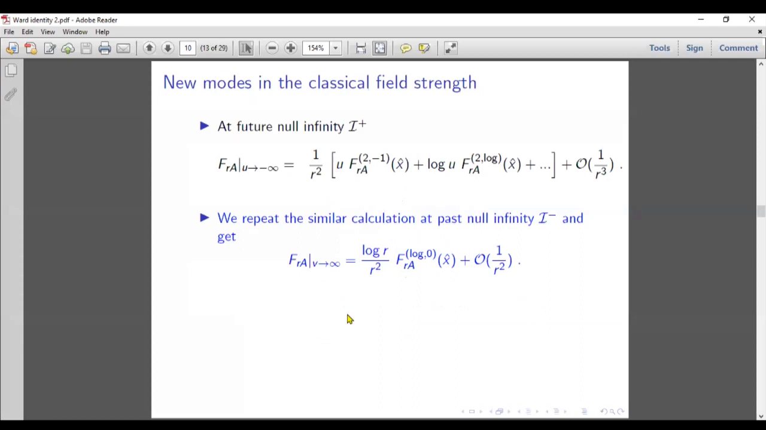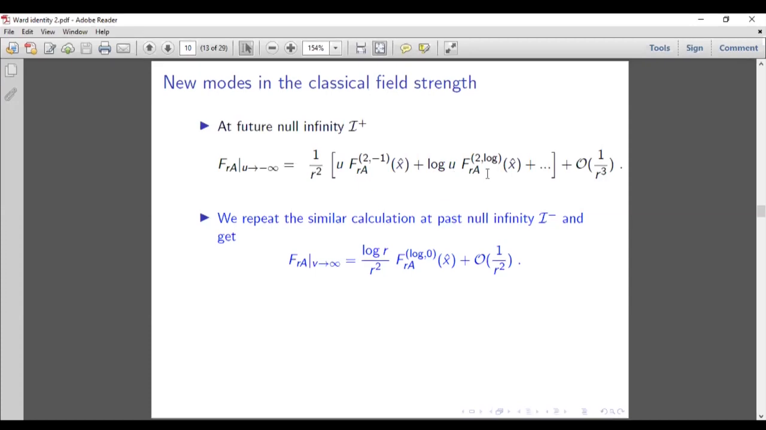Okay. So let us discuss a particular component of the field strength, F_RA, around u goes to minus infinity. The expansion of this component takes the following form. The leading order term is u by R squared, and then there is a log u by R squared mode, which arises due to the logarithmic correction to the current, and it is order e cubed.